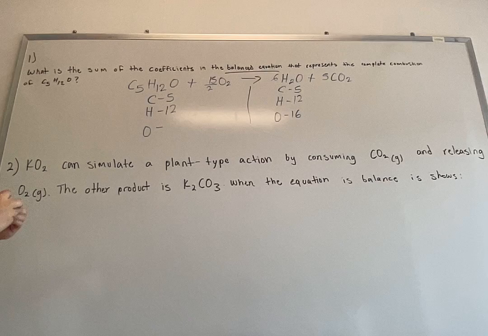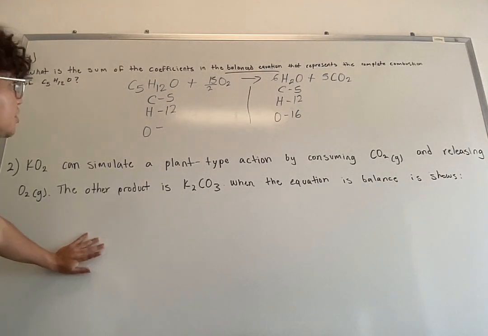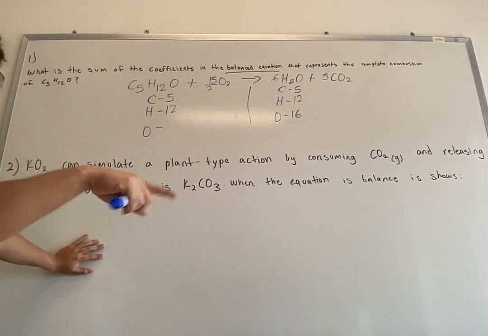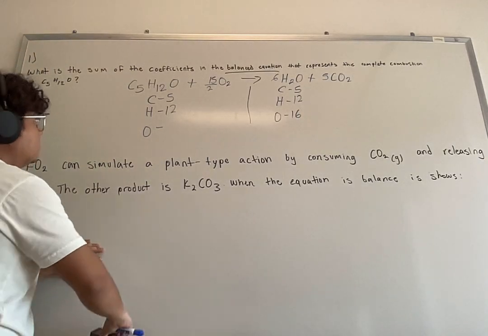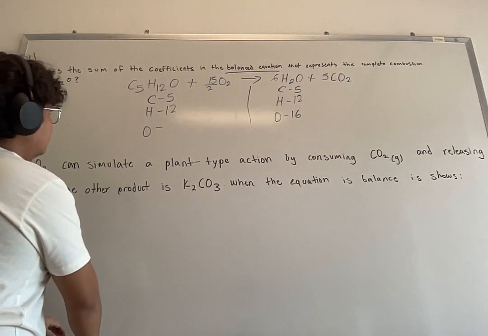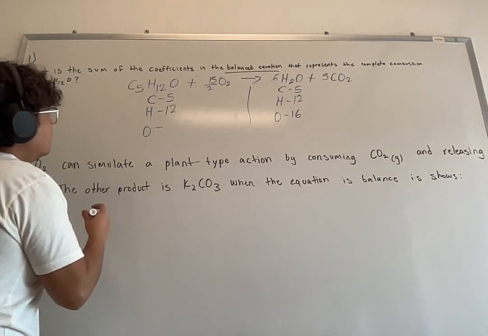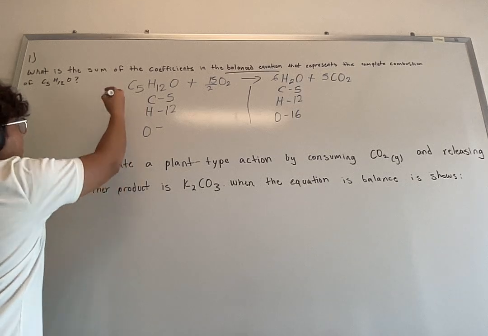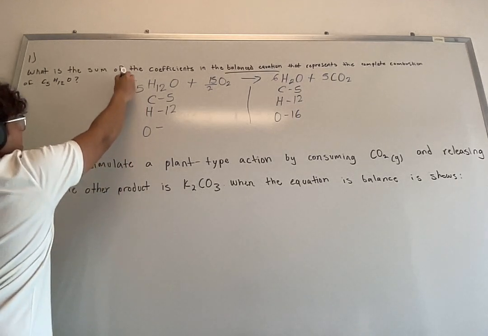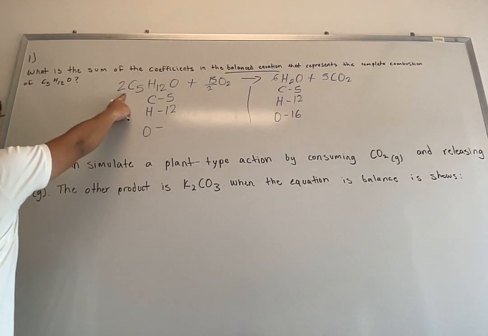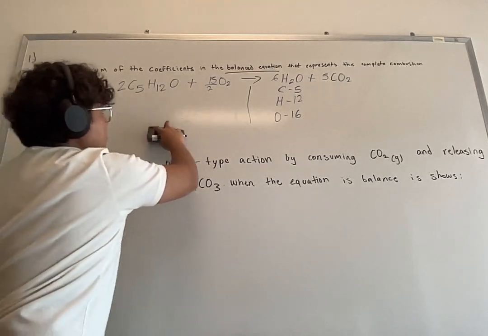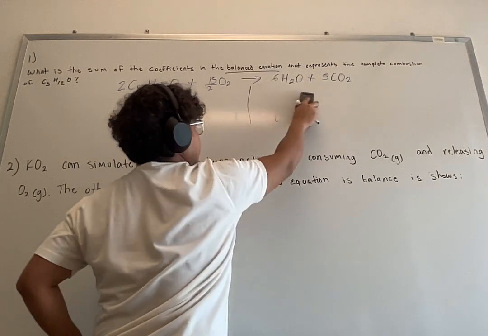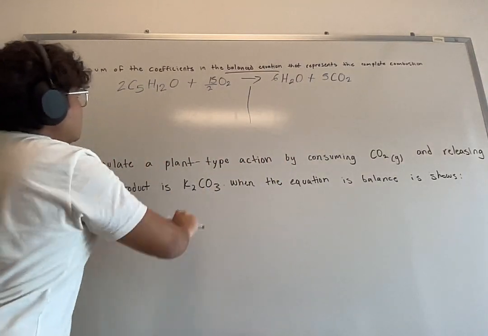Now, because we can't have a coefficient as a fraction, what we're going to do is just multiply everything by 2. That way it'll be even and it'll cancel out. So these numbers, for example, C5H12O, we're going to do doubling. So originally it was 1, now it's 2. So we're going to erase this actually because it's all going to change a little bit.